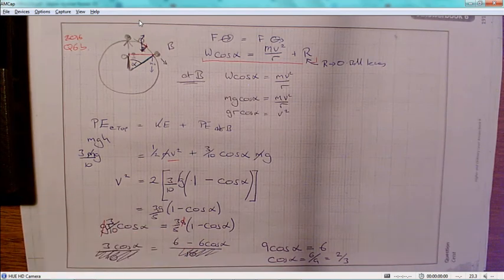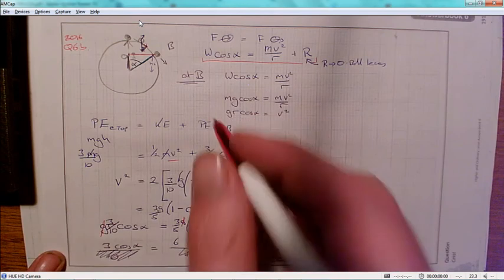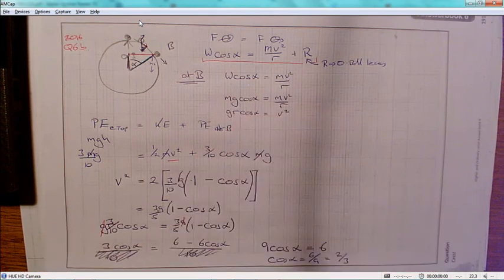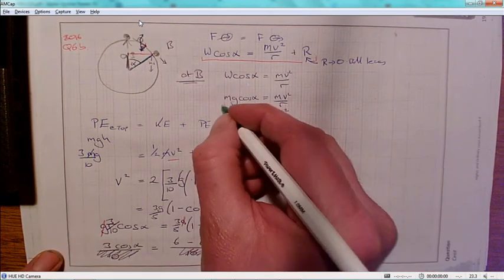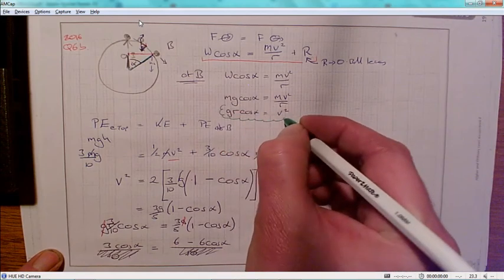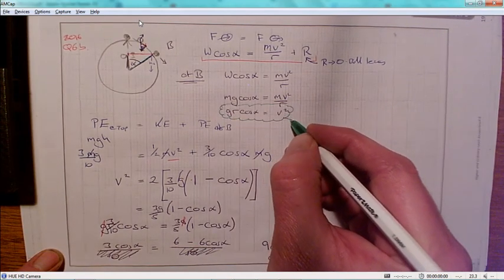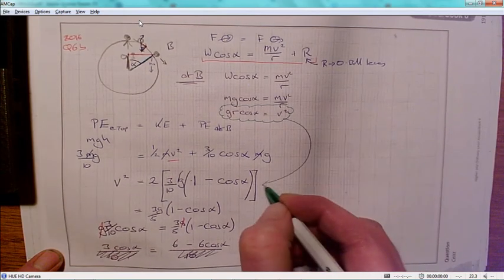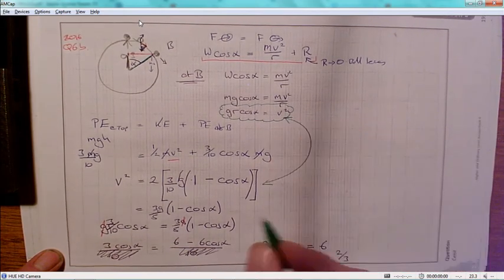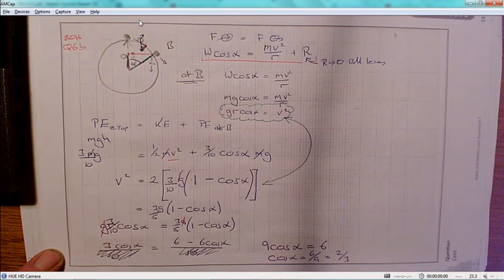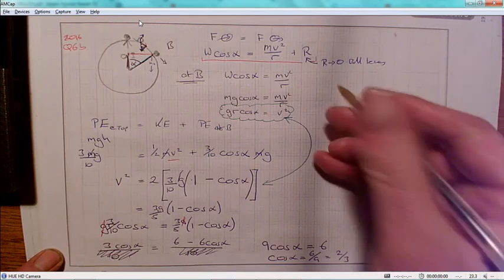We want to find v. Just on that now, this phrase is equal to v squared. So is this phrase. I just equalize these two to get this answer. So now we're looking for v.